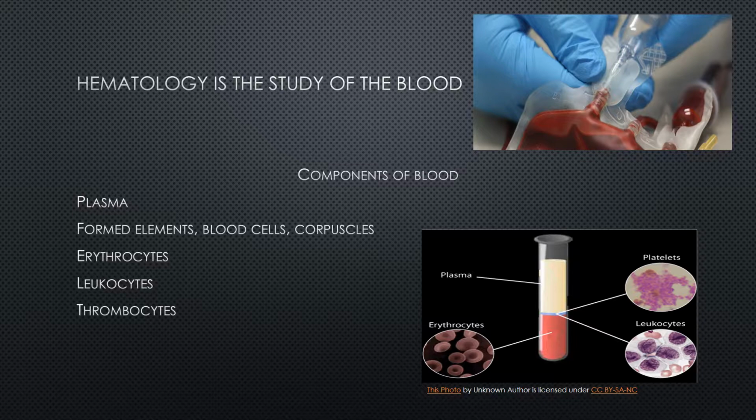Our vascular system has a viscous connective tissue that will circulate throughout the entire body. The study of this viscous tissue, or blood, is called hematology. Blood is made up of two basic components. One is plasma, a straw-colored liquid, and the other is a bunch of minute solid particles. These solid particles are referred to as blood cells or formed elements: the erythrocytes, the leukocytes, better known as white blood cells, and the thrombocytes or platelets.